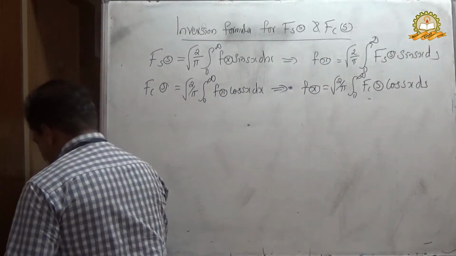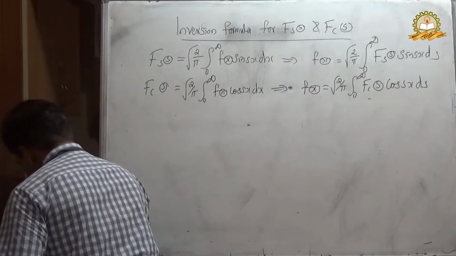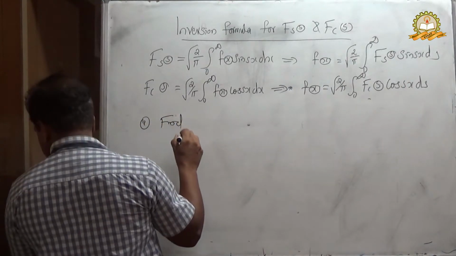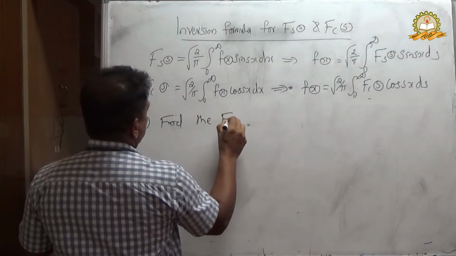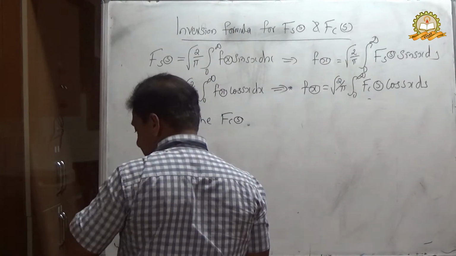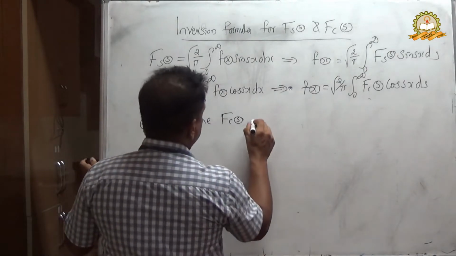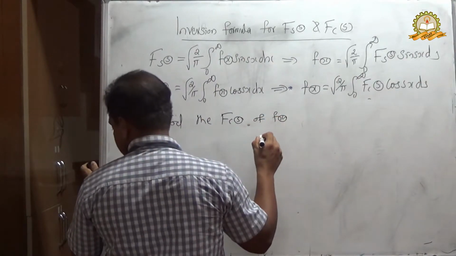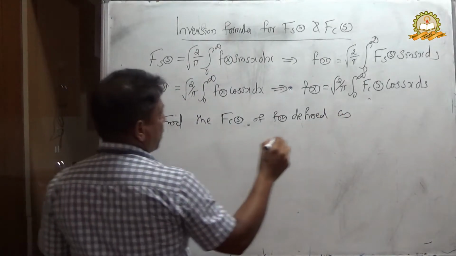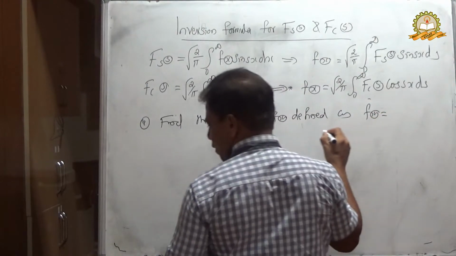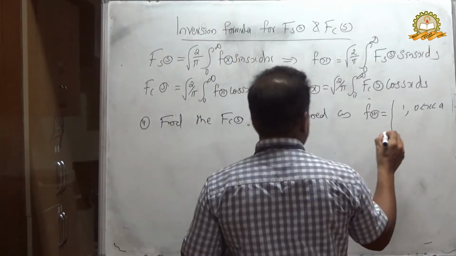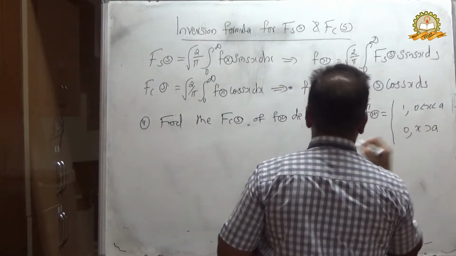Then we move to the next problem. Next problem. Find the Fourier cosine transform of f of x, defined as f of x is equal to 1 for 0 less than x less than a, and 0 for x greater than a.